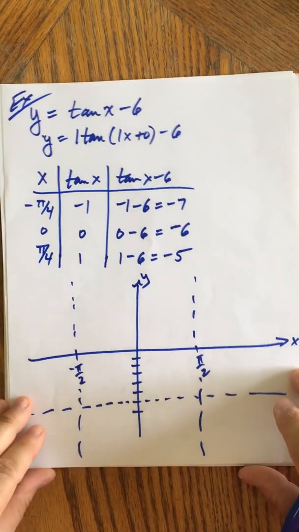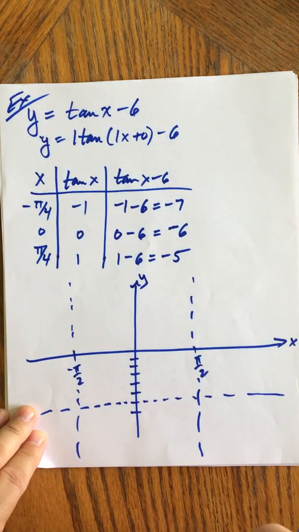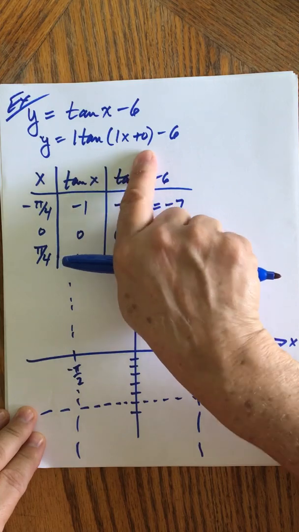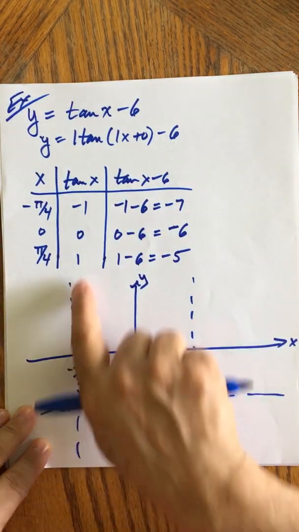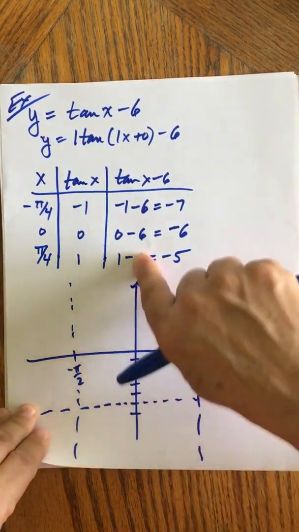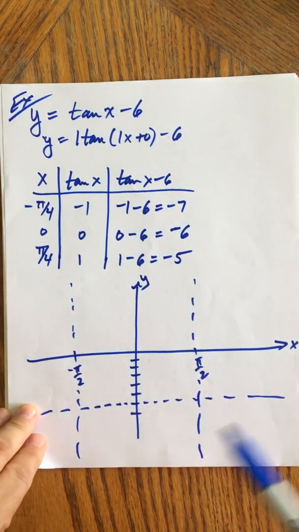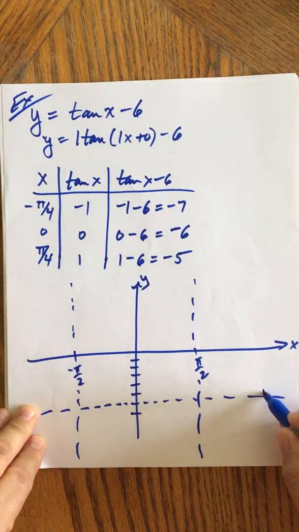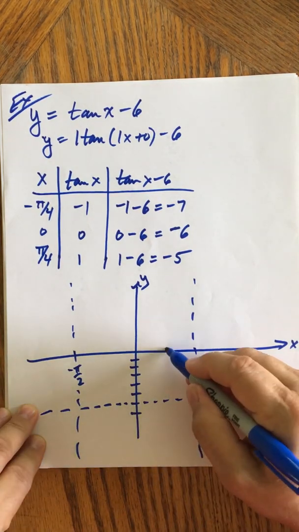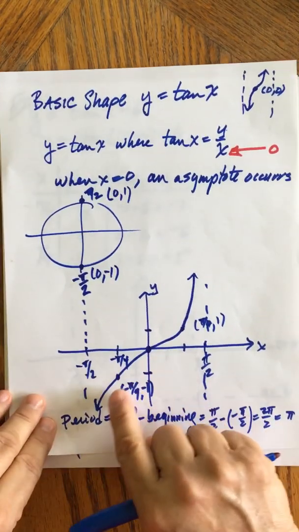Let's take a look at y equals tangent x minus 6. Again, I've put in a, b, c, and k. You can see that there are no horizontal changes because b is 1 and c is 0. So I have the same asymptotes here, negative pi over 2 and pi over 2, and the vertical axis is x equals 0. But now the whole graph is shifted down 6. So my new y-axis, so to speak, is y equals negative 6.